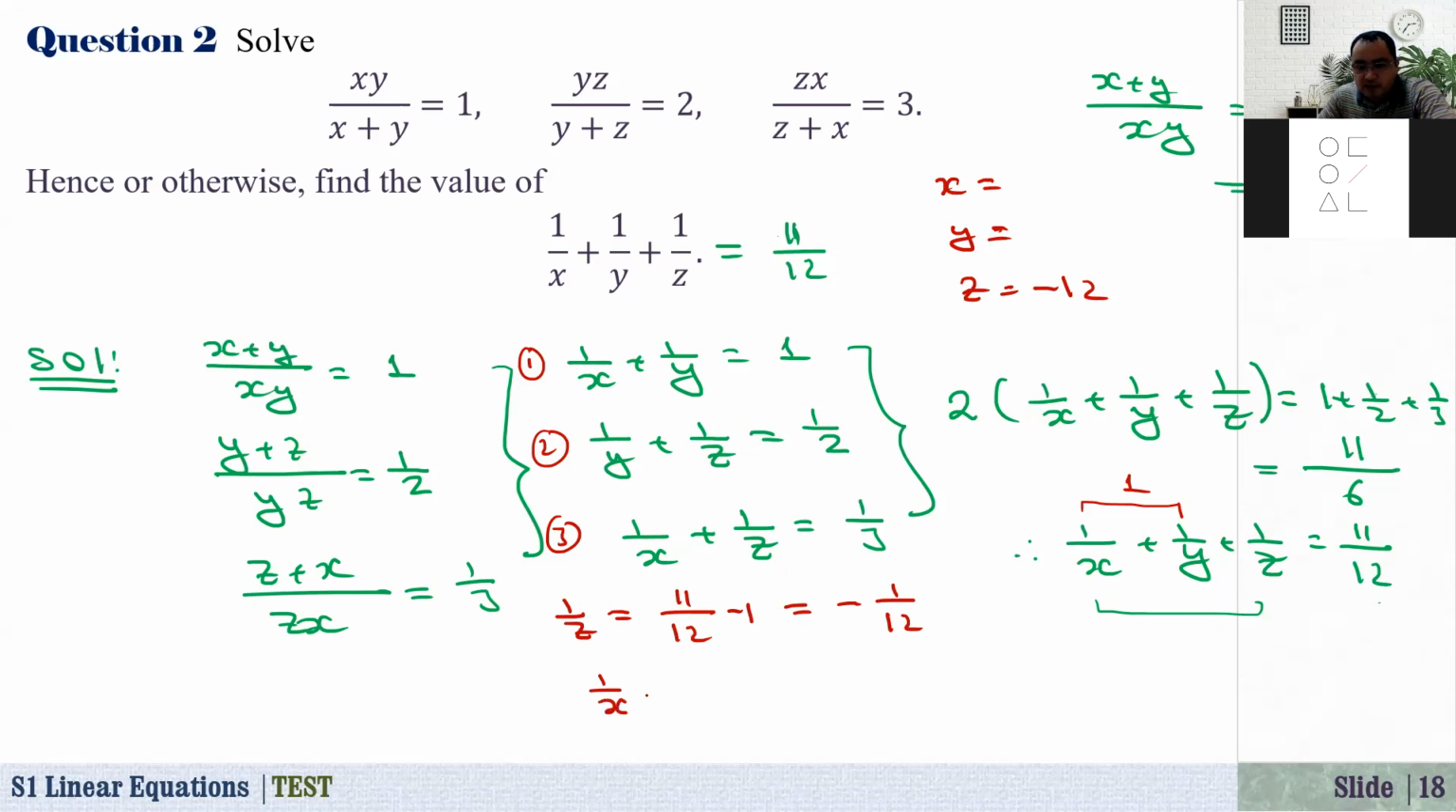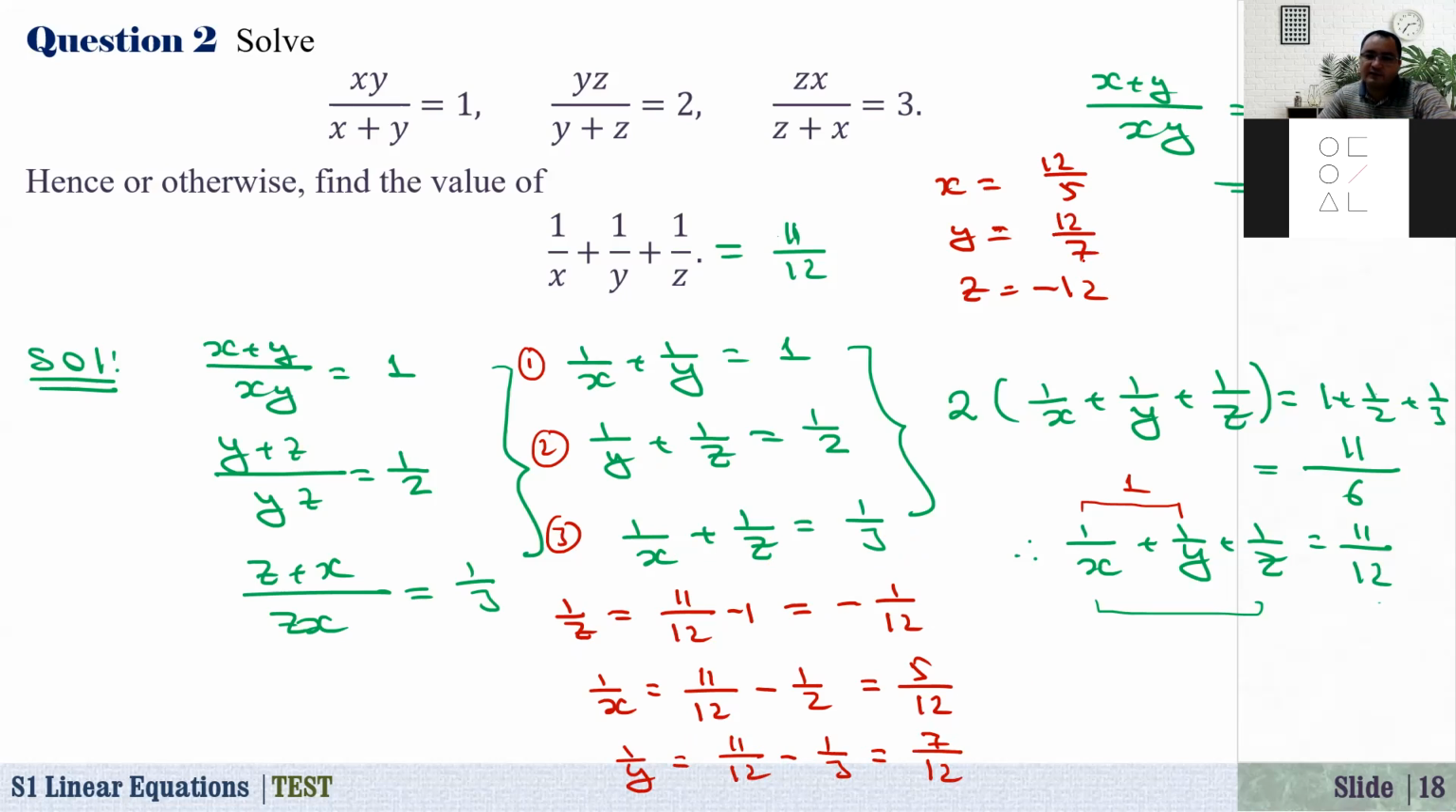And how about instead of 1 over y plus 1 over z, if you put 1 over 2? Then we have 1 over x equals 11 over 12 minus 1 over 2. That's equal to 5 over 12. So x is equal to 12 over 5. And how about for the last one, 1 over x plus 1 over z, that's equal to 1 over 3. So here we have 1 over y is equal to 11 over 12 minus 1 over 3. So 11 minus 4, it is 7, 7 over 12. So y equals 12 over 7.